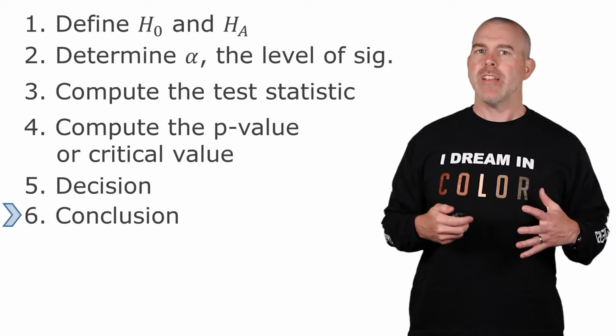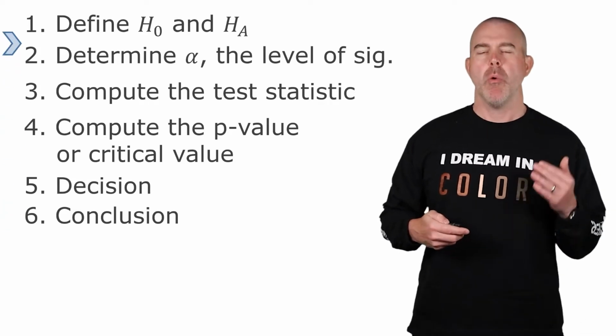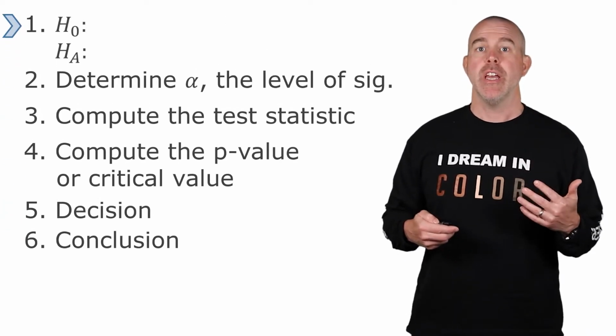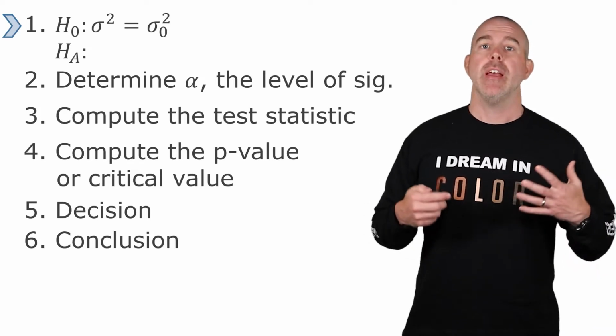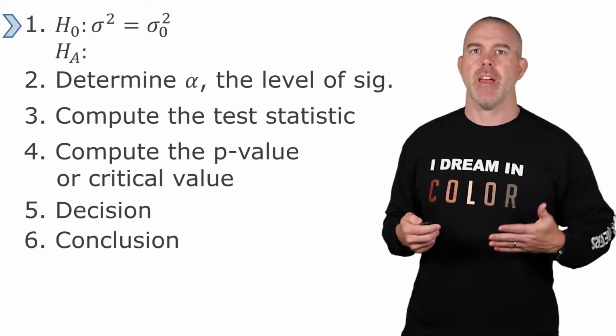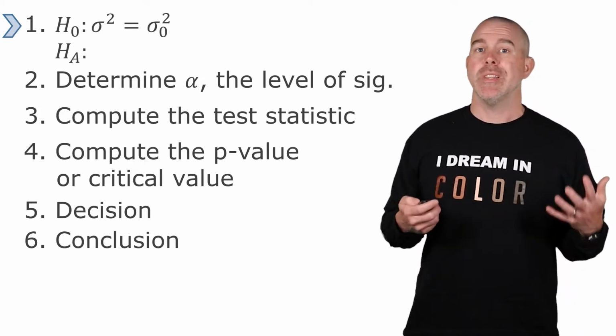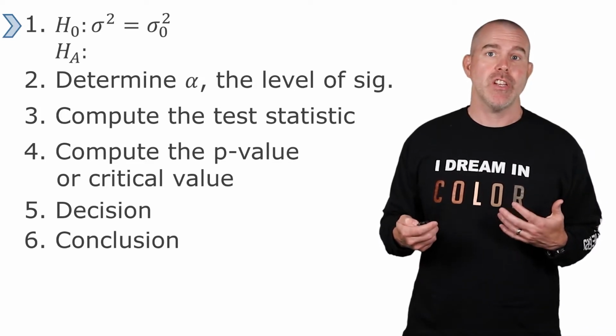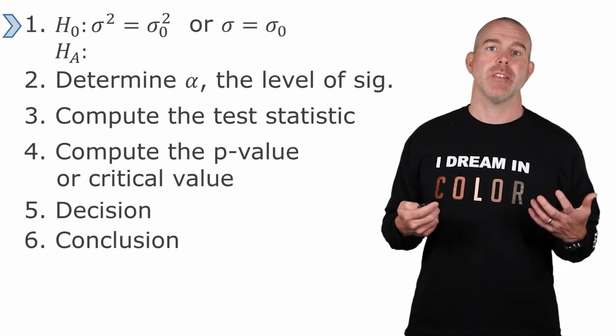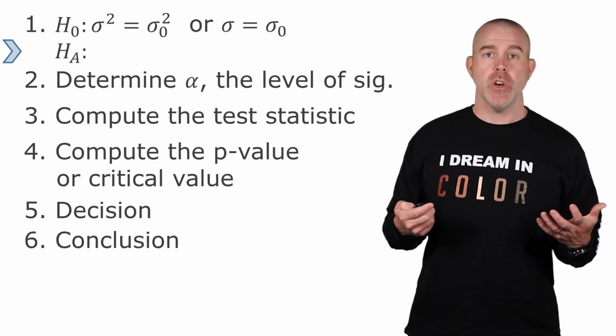So for this test, we actually have a couple of options. When we look at our null hypothesis, it could be about a variance, that the variance is equal to a specific variance value, or there's this relationship between the variance and standard deviation, and you could have a null hypothesis about the standard deviation. For the alternative, now we're talking about spread.